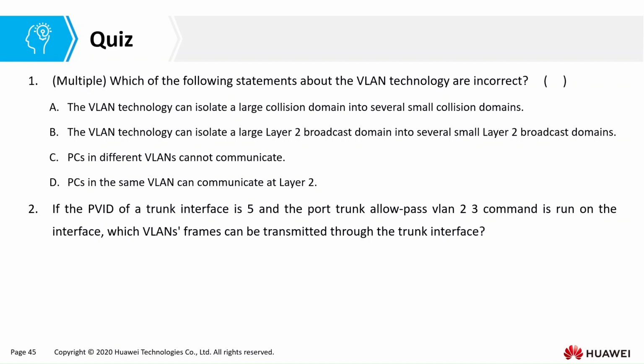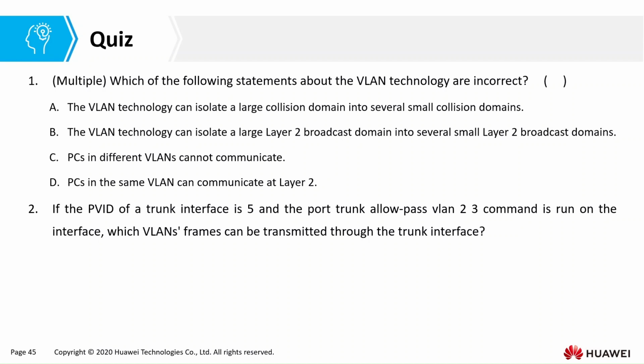The VLAN technology can isolate broadcast domains, so this one is correct. Next: PCs in different VLANs cannot communicate. You have to go to the next topic, where we discuss how to enable different VLANs to communicate. So this one is wrong. They can communicate, you just need to do inter-VLAN routing. PCs in the same VLAN can communicate at layer 2, which is correct. So answers A and C are incorrect.